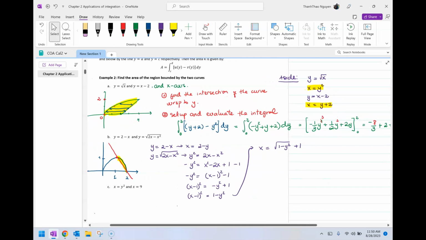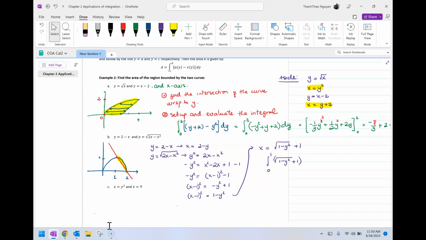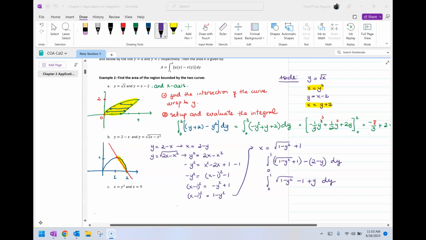So let's put this into our integral. So we look at the integral from 0 to 1 of square root of 1 minus y squared plus 1 minus the line 2 minus y. This is in terms of dy. So the integral from 0 to 1 of square root of 1 minus y squared minus 1 plus y. So here we run into evaluating the integral with a radical, which we do not know how to do yet. So let's table this. We'll come back later.